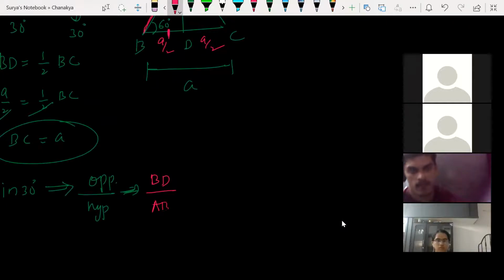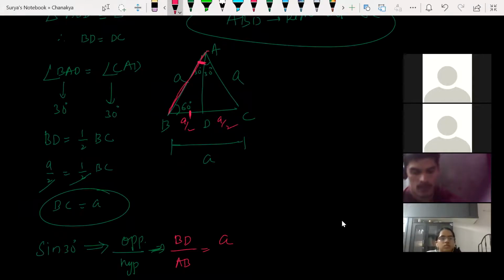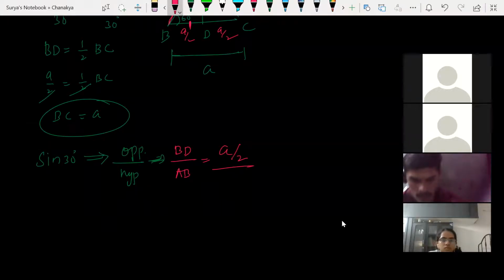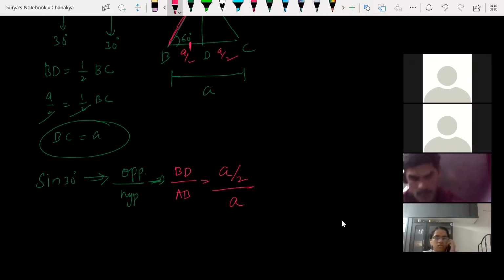So which is AB. So BD, what did I get? BD is A by 2. AB is what? AB is A. So A will get cancelled. I repeat, it is 1/2. So that is my sine 30. Proof done. Everything is the same. You can prove all this.